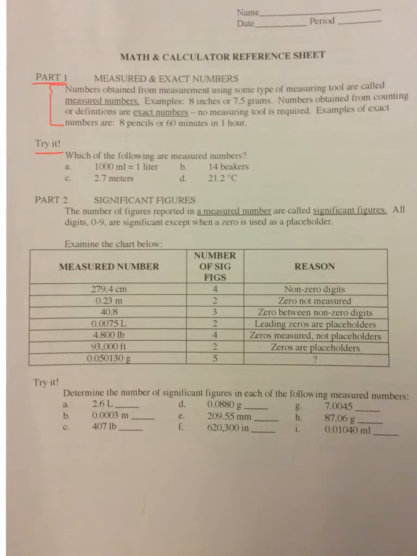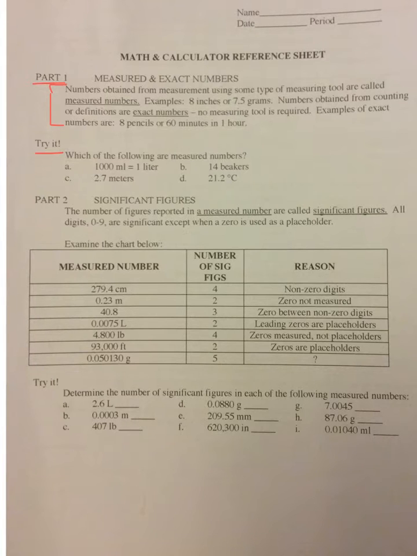All right, so for this first part, you need to know the difference between an exact number and a measured number. A measured number is a number that you get from a measuring tool. The measuring tools that we use in chemistry are things like beakers, graduated cylinders, rulers, thermometers, things like that. An exact number is a number that you get from counting. An exact number could also be a conversion factor, for example, 1 minute equals 60 seconds.